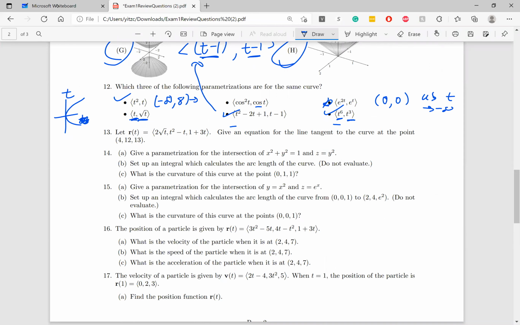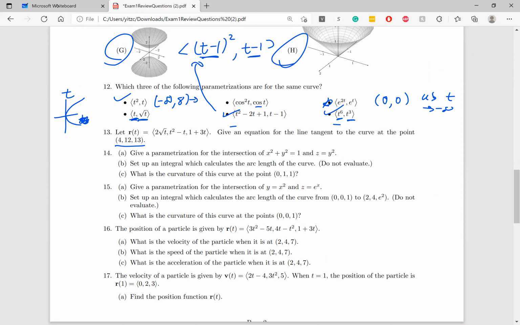Okay, so number 13 is very straightforward. Just take the derivatives of each component, find where you get this point. So this point comes about when t is equal to 4. So take the derivative, plug in t equal to 4 into r prime. So find r prime of 4, and then you write the line. I'm not going to go into detail of how to do this. It's too similar to Calc 1. Any questions?